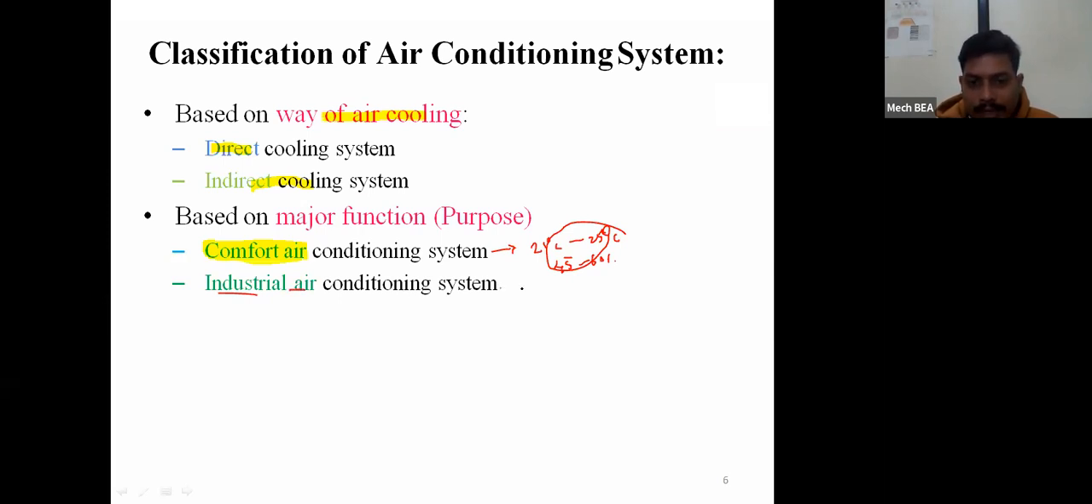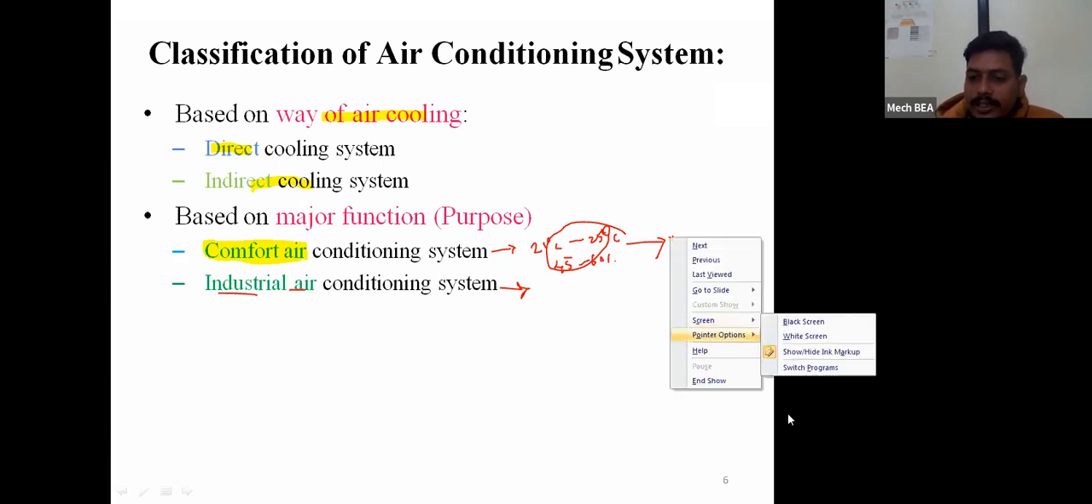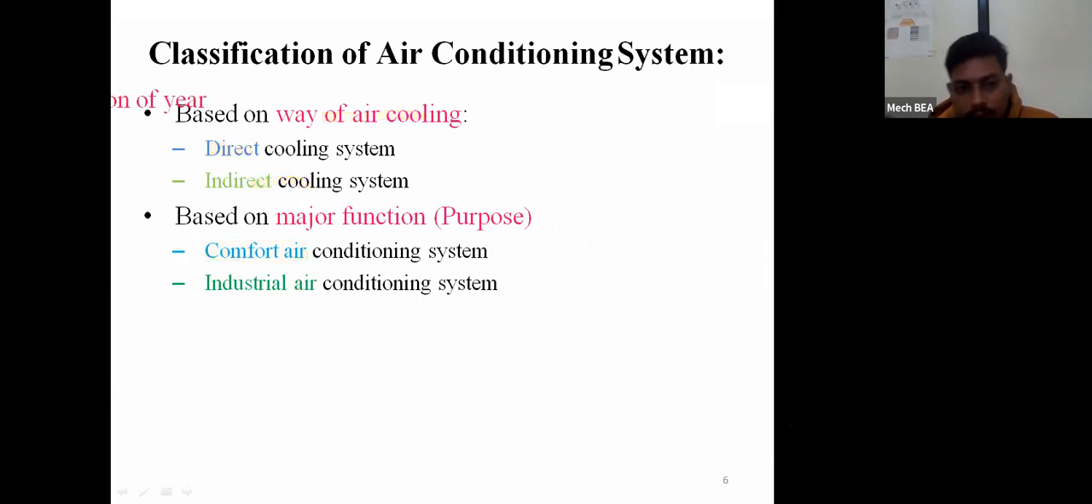So in case of comfort air conditioning system, our main intention is human beings, all the human beings should feel comfortable. And in case of industrial air conditioning system, our main intention is proper working of machines, as well as proper research and manufacturing processes. So for that purpose, the industrial air conditioning system is installed.